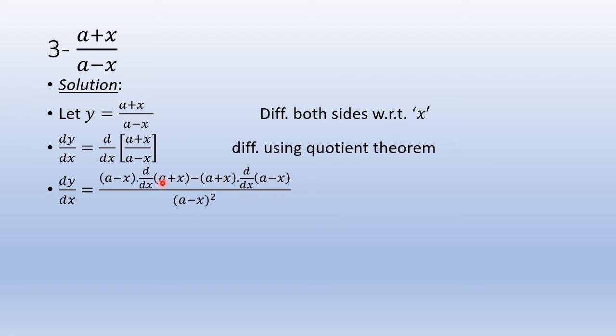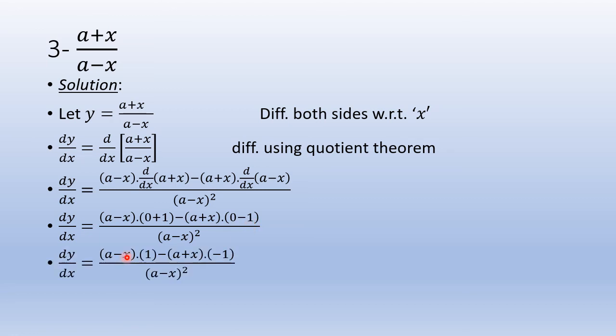Now a is a constant. When we take its derivative, the answer will be 0. The derivative of x is 1. The derivative of a will be 0 and the derivative of x will be 1. So here we will have 0 plus 1 and here we will have 0 minus 1. Here it is. Now 0 plus 1 becomes 1, 0 minus 1 becomes minus 1, and we get this result.